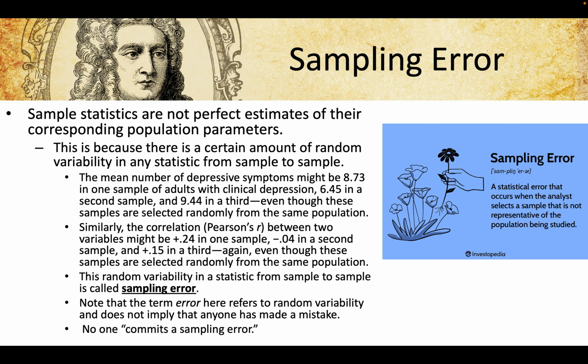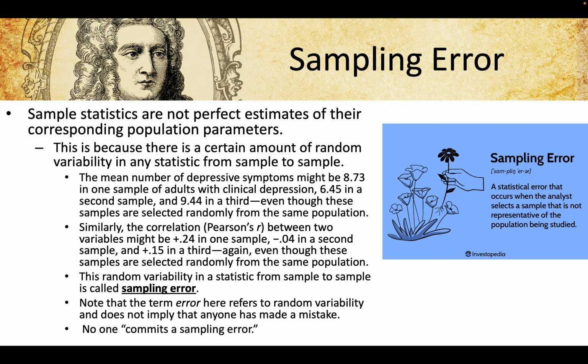Sample statistics are not perfect estimates of their corresponding population parameters. This is because there is a certain amount of random variability in any statistic from sample to sample. The mean number of depressive symptoms might be 8.73 in one sample of adults with clinical depression, 6.45 in a second sample, and 9.44 in a third, even though these samples are selected randomly from the same population.